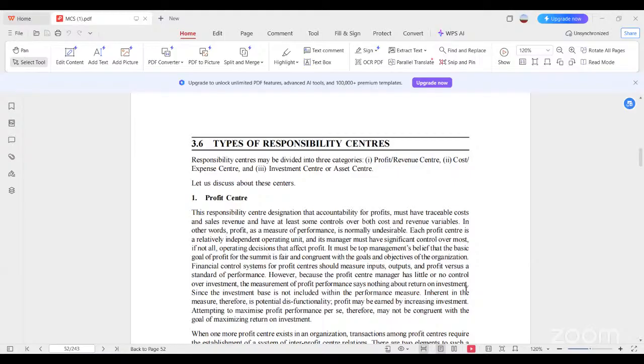So here the manager has control over most operating decisions that affect their profit. And performance is measured using profits, not return on investment. So the profit center does not control investment, so profit alone may not reflect your return on investment.